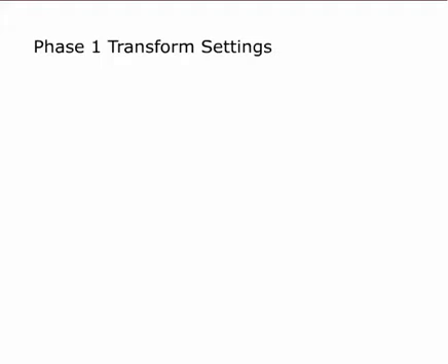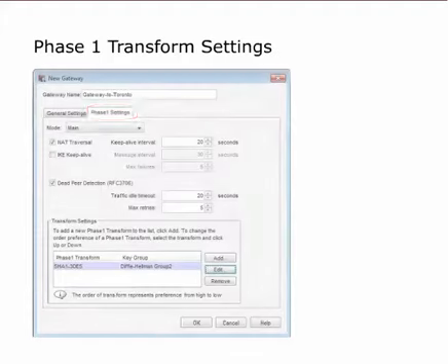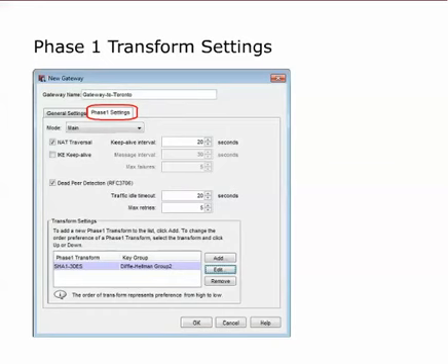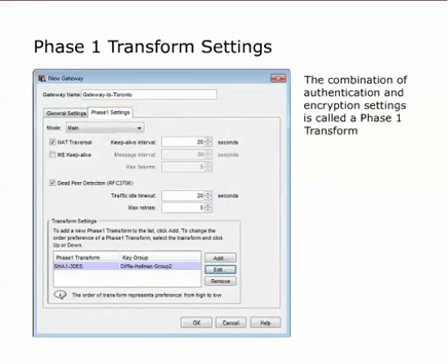Next, we define the authentication and encryption method to use for Phase 1 negotiations. To do this, we click the Phase 1 Settings tab. The combination of authentication and encryption settings is called a Phase 1 transform. We want to use SHA-1 for authentication and triple DES for encryption.